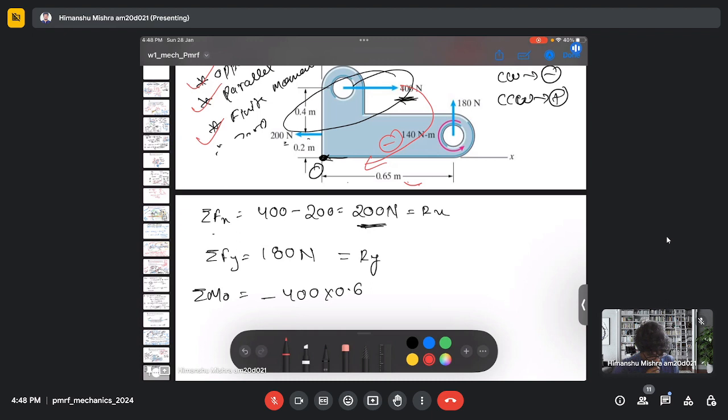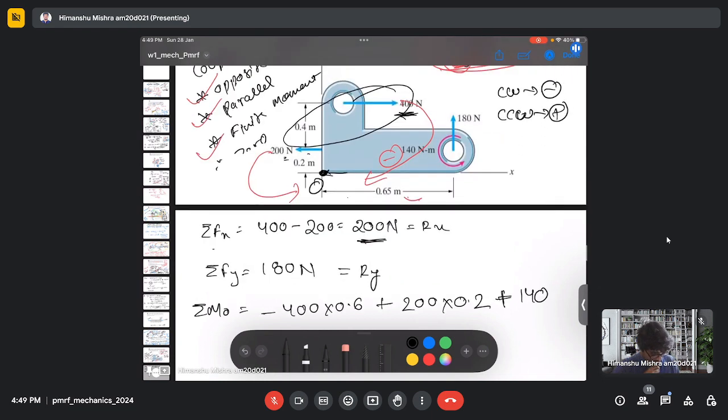For 200, this is my counterclockwise direction, so it will be plus 200 multiplied by 0.2. Plus there is a moment which is acting, so we will just add this. This moment is along the counterclockwise direction, which is positive. Then there will be a moment due to the 180 force, and it's again counterclockwise, which means it's positive.